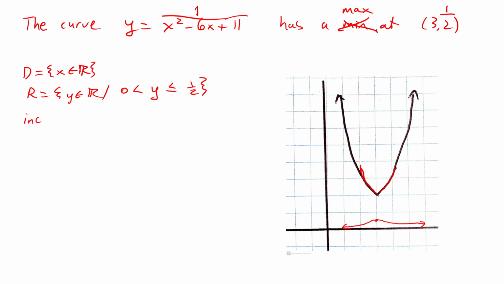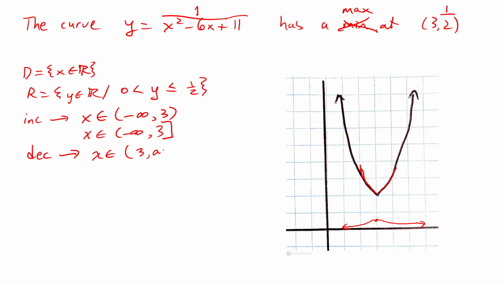The increasing intervals will be when x is anywhere in the interval from negative infinity to positive 3. We can put a round bracket on the 3, or we can put a square bracket on the 3. I believe you should put a square bracket there because of the definition of increasing and decreasing intervals. But the textbook doesn't put a square bracket, so I'll accept it if you don't either. Similarly, the decreasing intervals will be between 3 and infinity, or you can put a square bracket, like I actually think you should, on the 3.